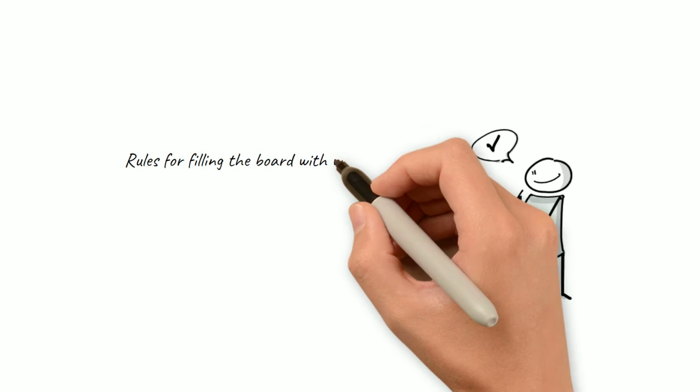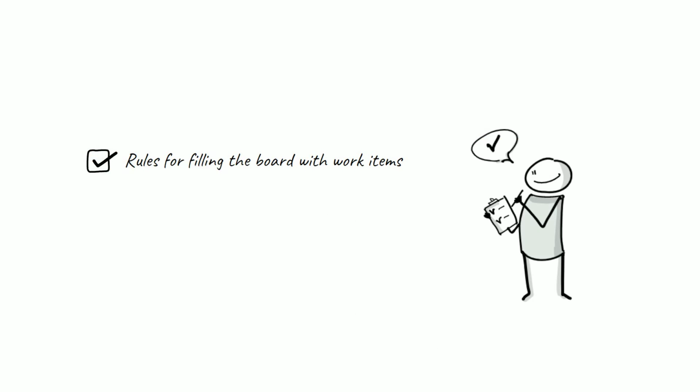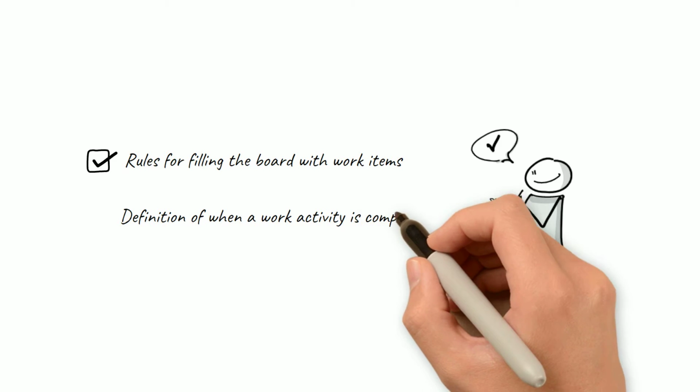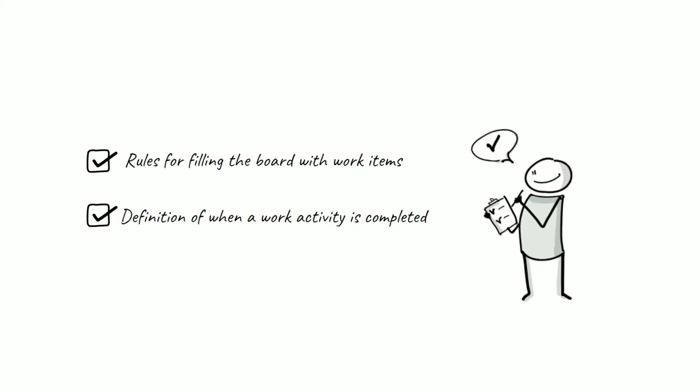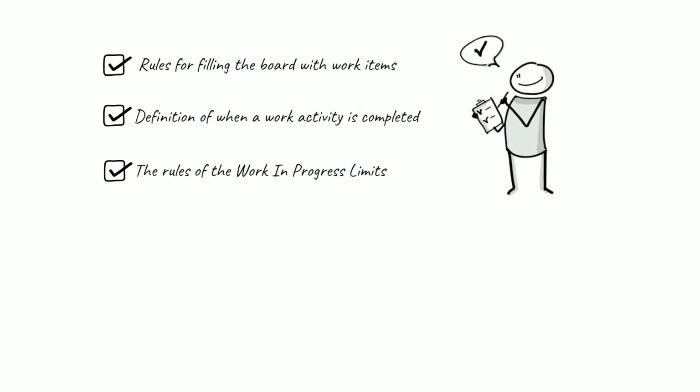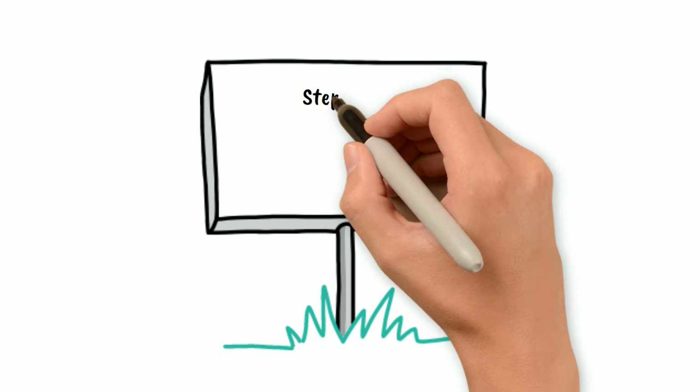Some of these policies are things like filling the board with work items, things like when, how much, or by whom, definition of when a work activity is completed and the work item can move on, also called a pull criteria, or the rules of the work in progress limits, also called WIP limits.